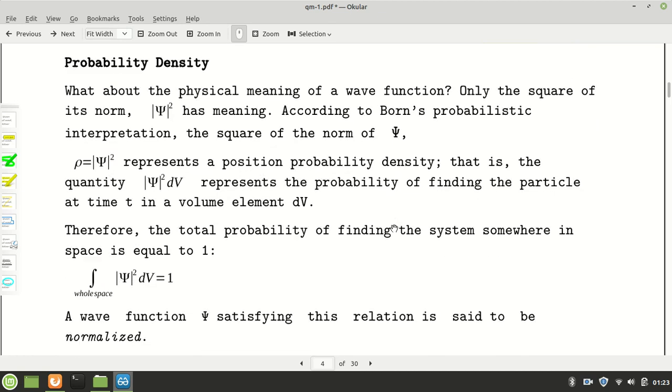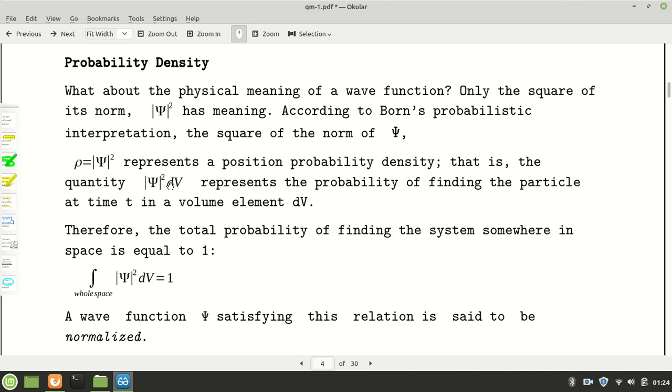Let us take a look at the probability density. What is that? I have told you that Max Born interpreted the wave function psi, a single valued wave function, and that mod psi square will represent the probability density of the particle. That is the probability of the particle per unit distance, per unit area, per unit volume, whatever dimension you use, it will give you the probability density.